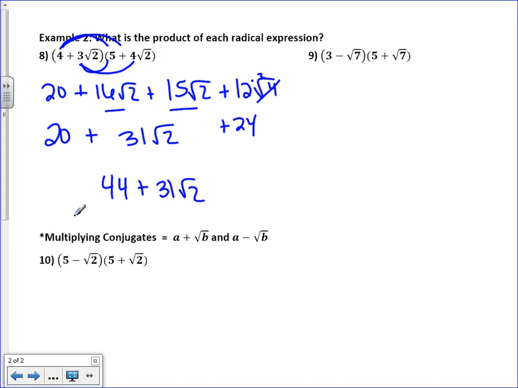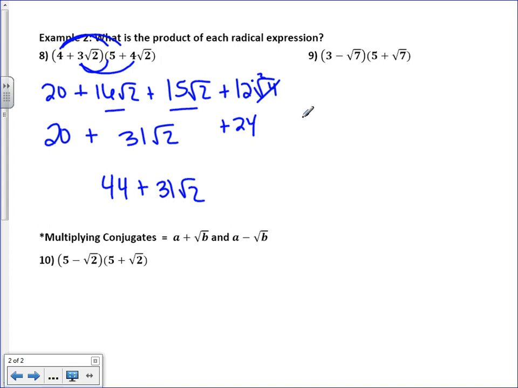Number 9, I would pause the video at this point. If you're watching this at home, then this is also the same video to watch at home in case you were absent. Pause the video, FOIL this yourself, see what you get, and then restart the video to see how you did.